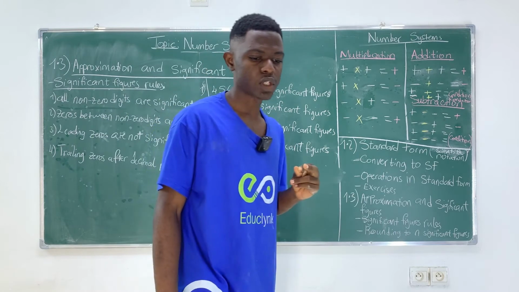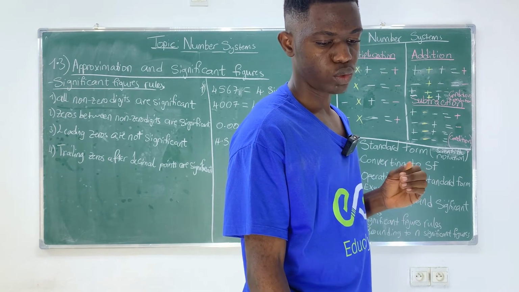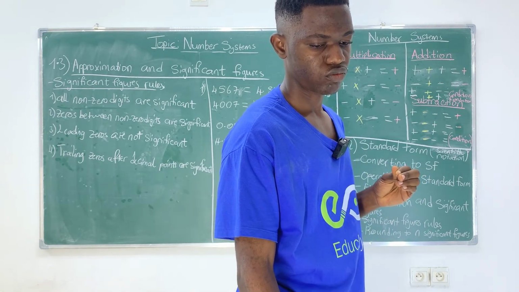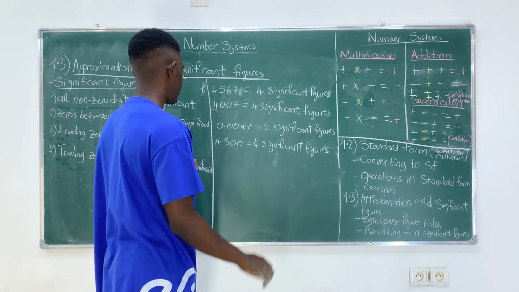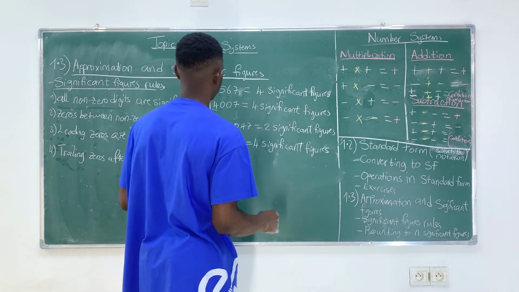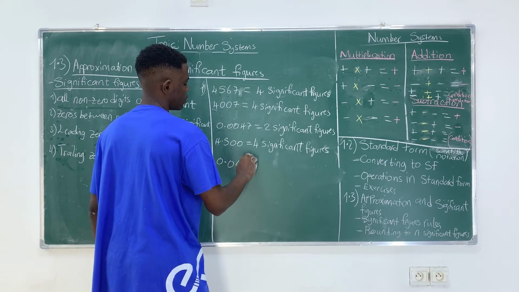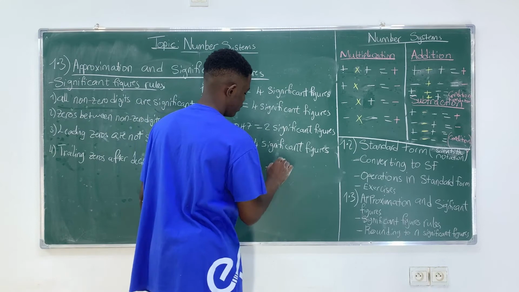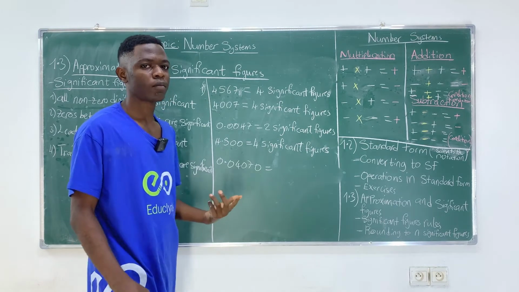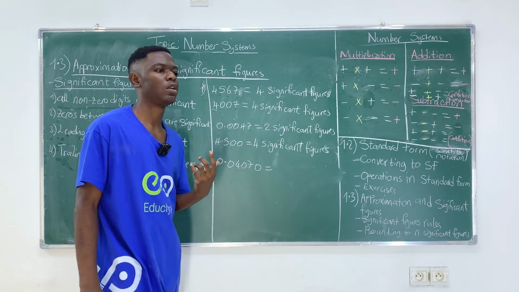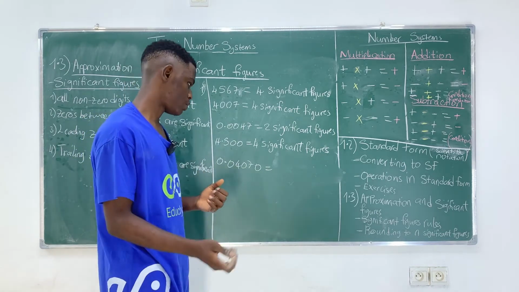Okay, so all of those are the 4 rules which you have to know. I'm going to give some exercises to see if that was grasped well. So how many significant figures are in 0.04070? Very beautiful exercise. How many significant figures are here? I'll invite you to pause the video. Try to answer it by yourself, then come back and check the solution.